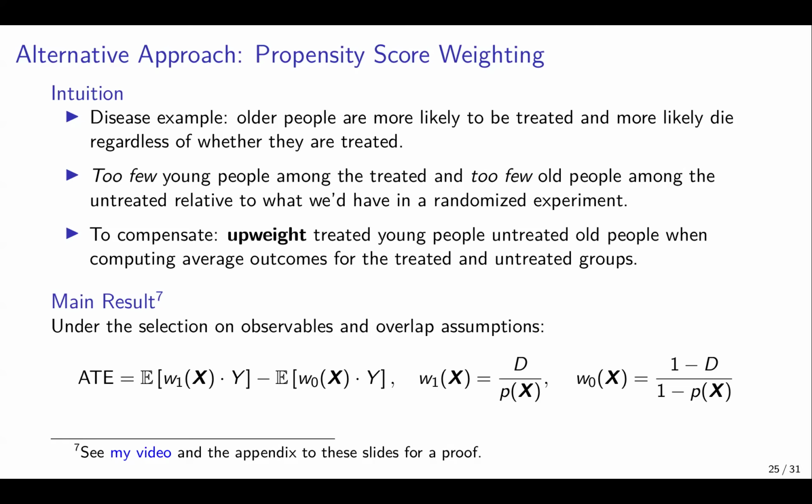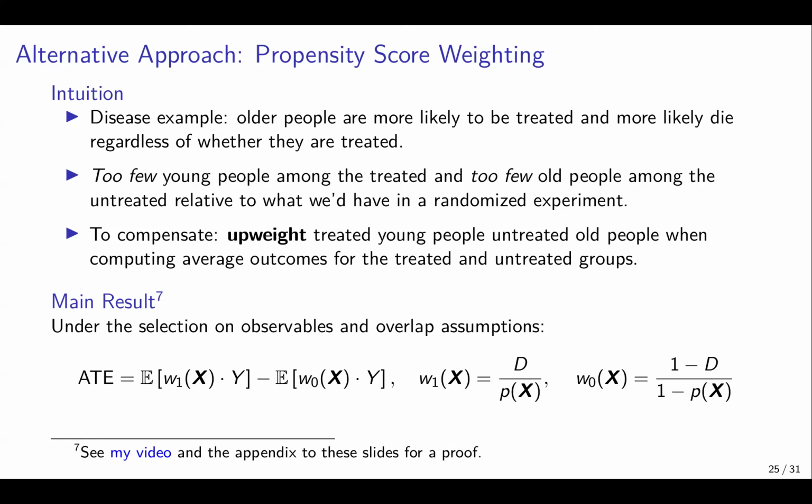And w0 is, in some sense, like the complement. It's not exactly the complement. The numerator and denominator of w0 are the complements of the numerator and denominator of w1. So in place of d, we have 1 minus d, and in place of propensity score, we have 1 minus propensity score.